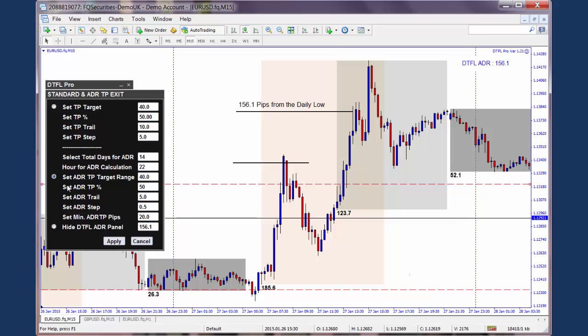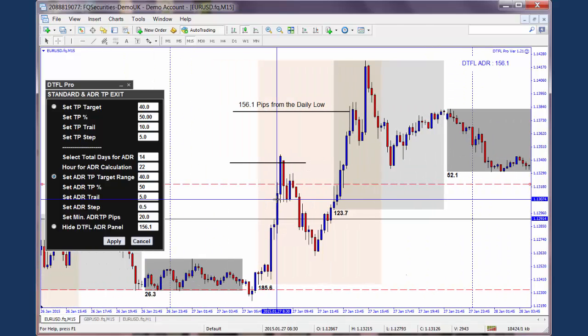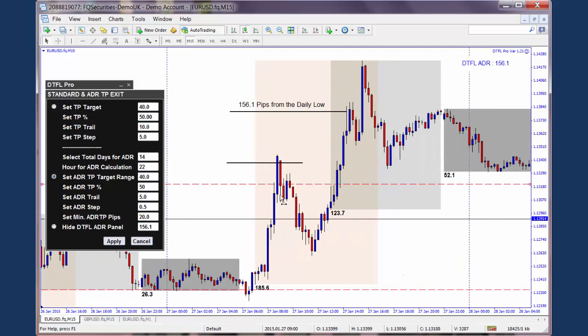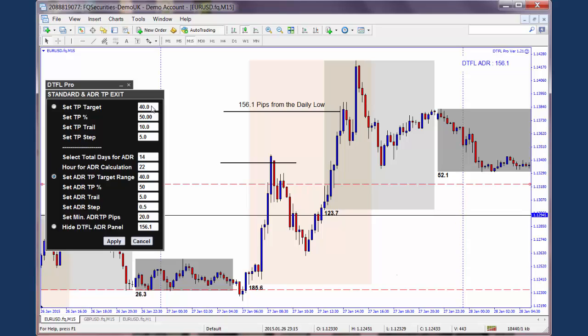Even if you're only using the ADR take profit, if the potential profit from the entry to this target point that's been calculated is less than what's in here, then the ADR will not be used and it will revert to whatever you've put here. So it's very important that you enter a standard take profit target, even if you don't intend to use it.